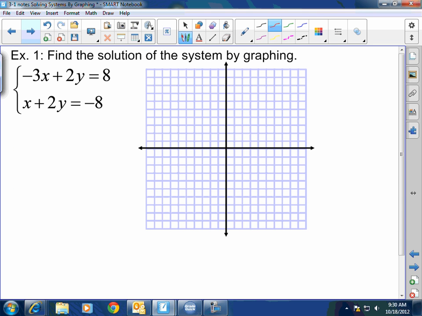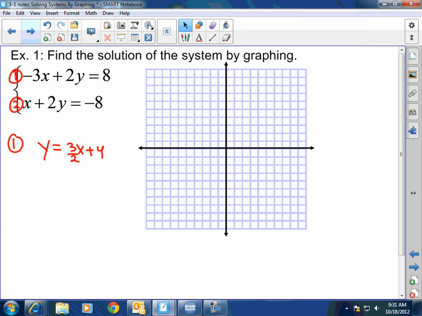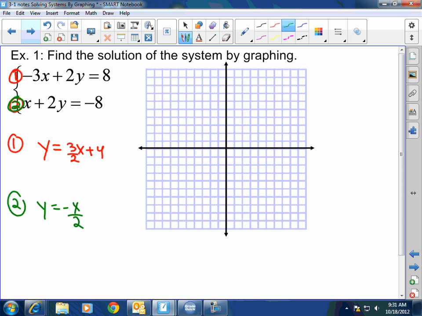Okay, first things first. When we're finding the solution of a system by graphing, you got to first graph each one individually, and you have to solve for y. So let's call this equation 1 and this equation 2. So for equation 1, I add the 3x divided by 2. Y is going to equal 3 halves x plus 4. And actually, let's do 2 in green. 2 is going to be subtract x divided by 2. So y equals negative x over 2 minus 4.